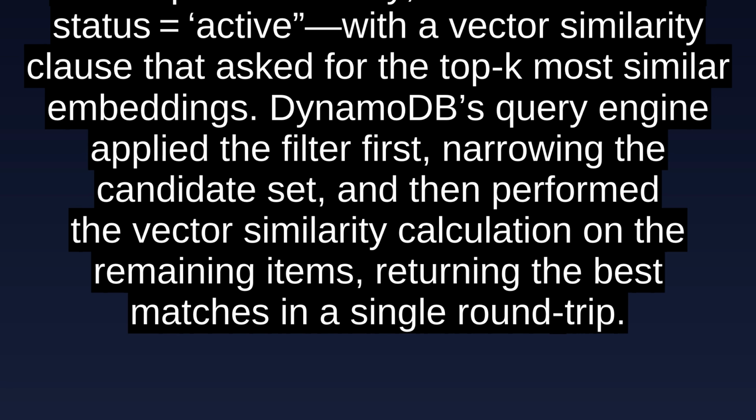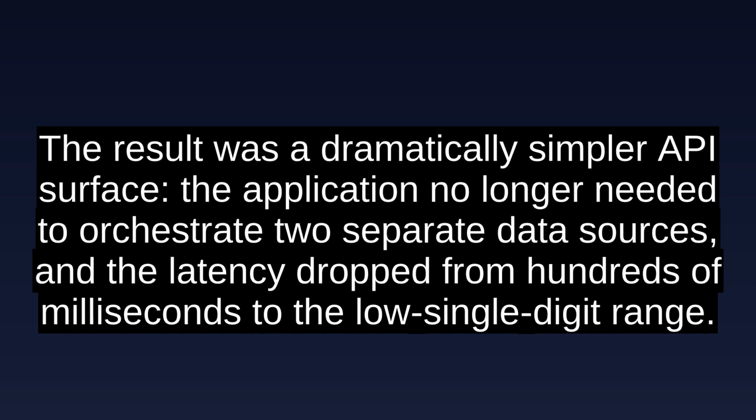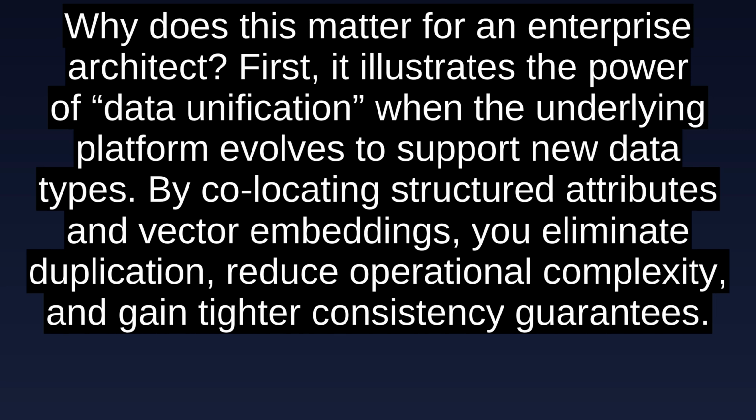With the unified table in place, the Bedrock agent could now issue a single request to DynamoDB. The request combined a filter expression, say, service equals X and status equals active, with a vector similarity clause that asked for the top K most similar embeddings. DynamoDB's query engine applied the filter first, narrowing the candidate set, and then performed the vector similarity calculation on the remaining items, returning the best matches in a single round trip. The result was a dramatically simpler API surface. The application no longer needed to orchestrate 2 separate data sources, and the latency dropped from hundreds of milliseconds to the low single-digit range.